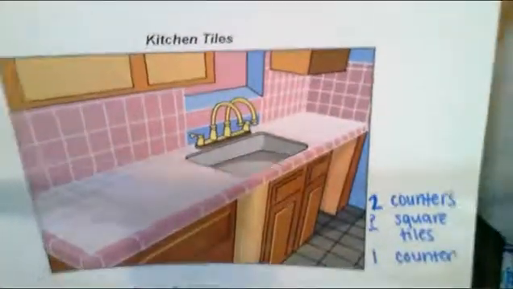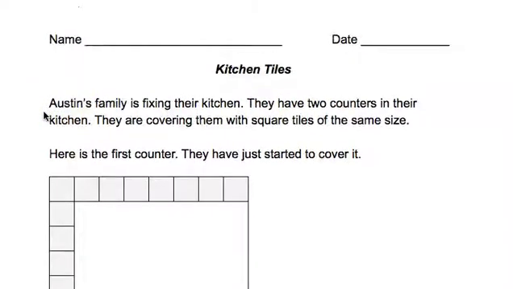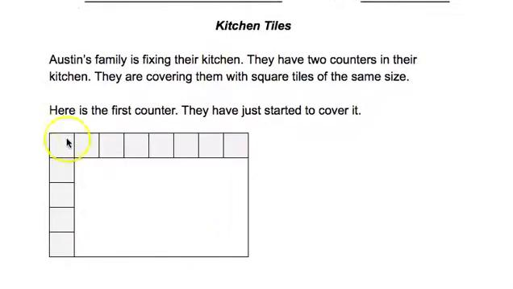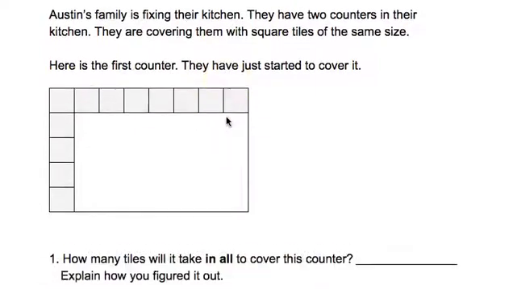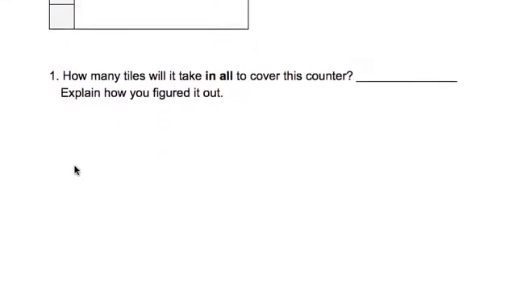Okay, let's look at the task that you're doing today. Here's the task, kitchen tiles. We've already read this, but let's read it one more time. Austin's family is fixing their kitchen. They have 2 counters in their kitchen. They are covering them with square tiles of the same size. So here's the first counter, and they've just started to cover it. How many tiles will it take in all to cover this counter? So including these tiles here, how many will it take to cover the whole counter? And then you explain how you figured it out.